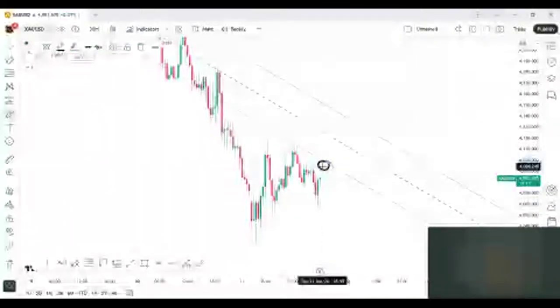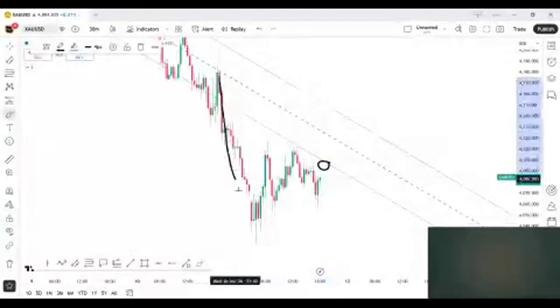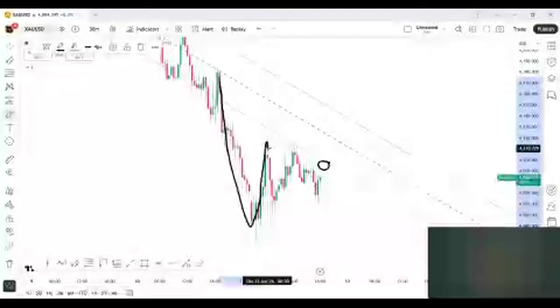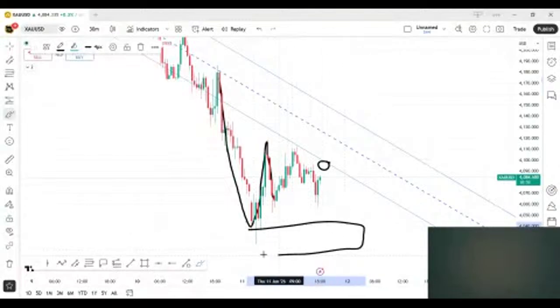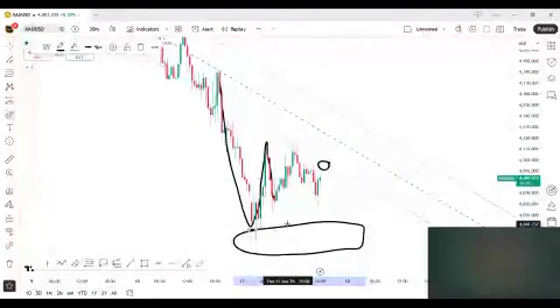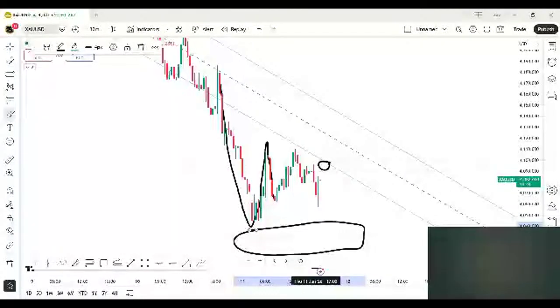Why am I saying that this will not be a strong sell? Because the market has already given us the retest at this area. You can see here the market has already retested this area. So the main thing we need right now is the breakout of this area. Then it will be a proper bearish trend, because in a bearish trend the market always creates the high.